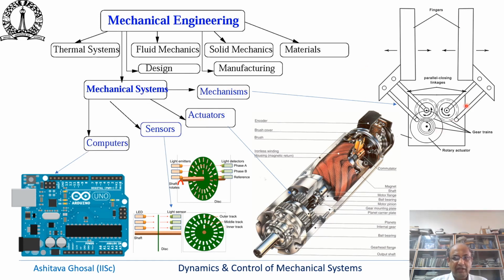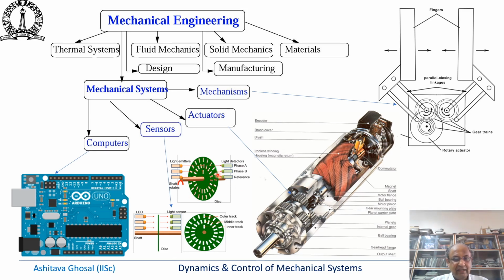So for example, this picture shows a gripper used in a robot. This has a 4-bar mechanism. This picture shows a DC servo motor. And this is a very well-known actuator which is used in many mechanical systems.